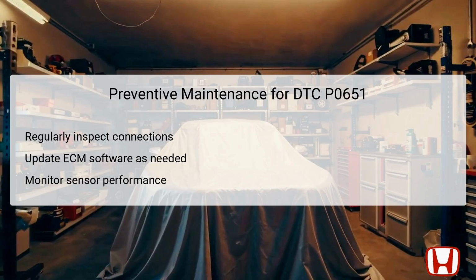Additionally, staying updated with ECM software releases can prevent incompatibilities that may introduce errors into the vehicle's operation. Establishing a routine for monitoring the performance of critical sensors, such as the APP, AC pressure, and FTP sensors, allows for early detection of any discrepancies. By implementing these preventive measures, the possibility of experiencing DTC P0651 may be minimized, leading to a more stable vehicle operation and better efficiency over time.